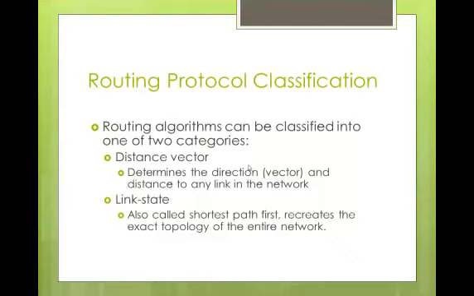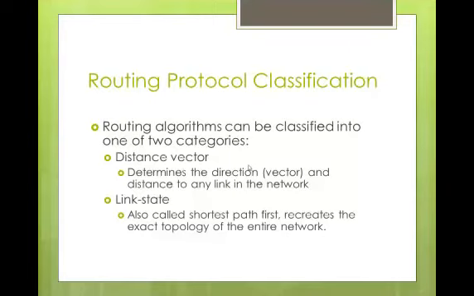Our routing protocols are typically classified into two main categories: distance vector and link state. We will spend the next chapter talking about distance vector, and the chapter after that talking about link state. So we'll take each one of these individually, but just to give some information on each one. The distance vector determines the direction, or the vector, and the distance to any link in the network, whereas the link state, also called shortest path first, recreates an exact topology of the entire network.